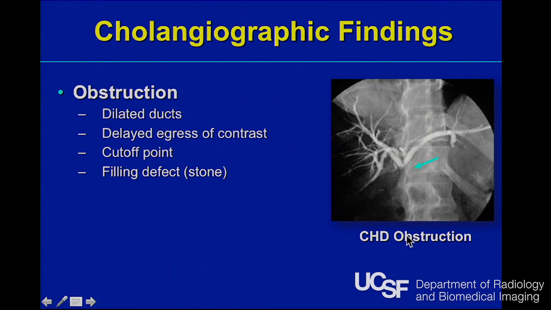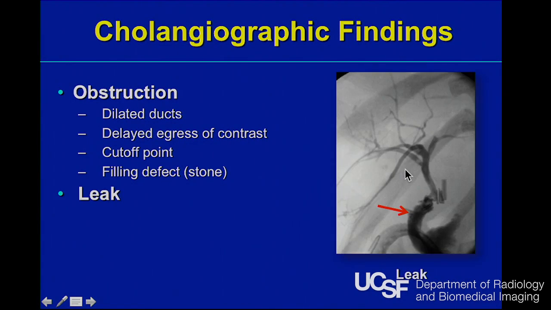So here you see there's complete obstruction at the confluence of the right and left main hepatic ducts. You see some clips here, perhaps a surgical complication. You don't see any contrast going beyond this point. This is a complete obstruction of the high common hepatic duct.